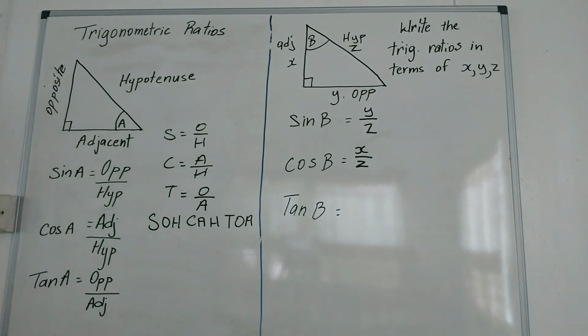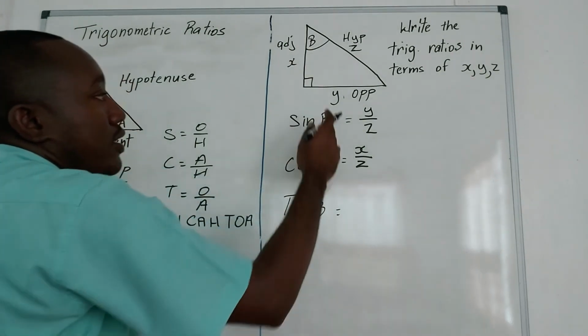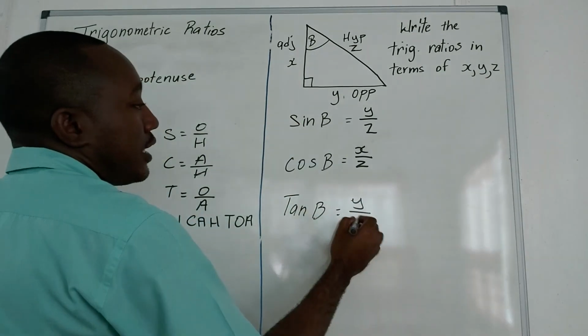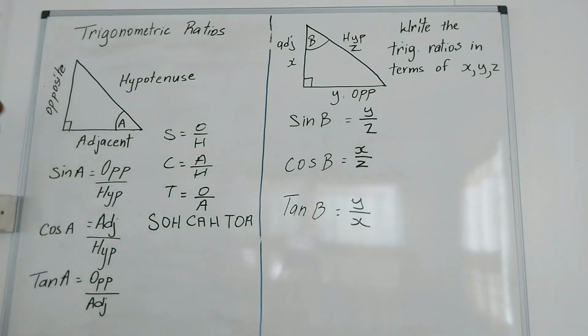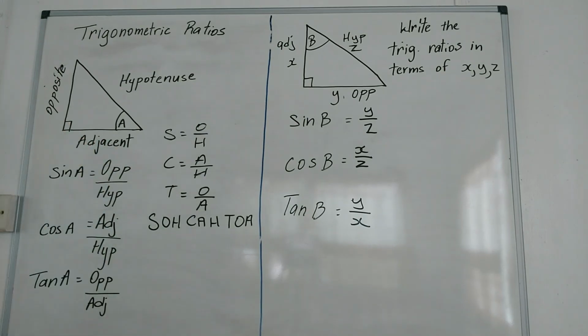And tan B will be equal to the opposite over the adjacent. The opposite of B will be y, and the adjacent is x. And there we have the trig ratios of B in terms of x, y, and z. Now, in our next class, we will start working to find the angles or the lengths using our trig ratios.